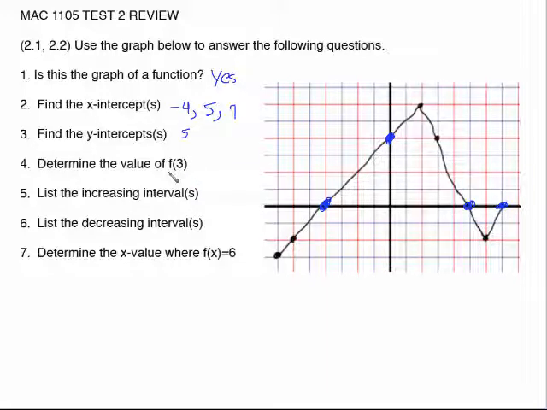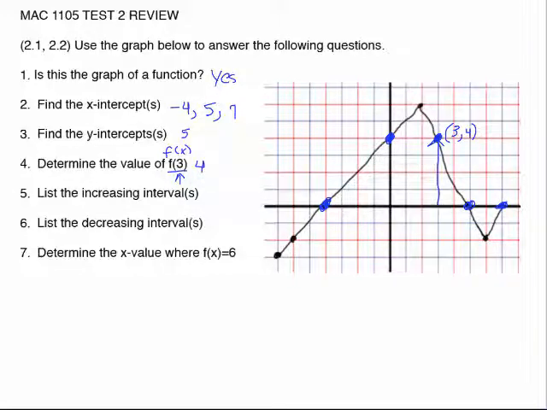Determine the value of f of 3. Remember what that function is. That's f of x. That means the x value is 3. So let's find the x value of 3, 1, 2, 3, and go up to meet the curve. So that's the point right there that has an x value of 3. All we have to do is determine the y value, which is up 1, 2, 3, 4. So f of 3 is 4.